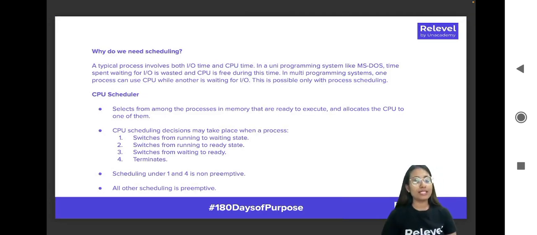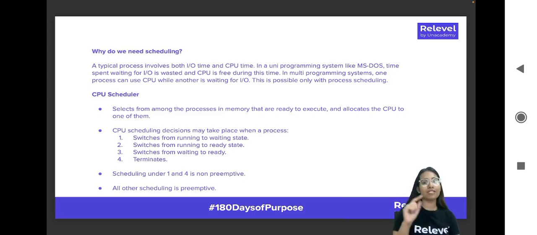A typical process involves both input output (IO) operations, as well as some CPU time to do computations. Now, in a uni-programming system where we are only executing a single process, like MS-DOS, the time spent for input output is wasted, and the CPU is free for that time. So in a system like MS-DOS, only one process is executing at a time.